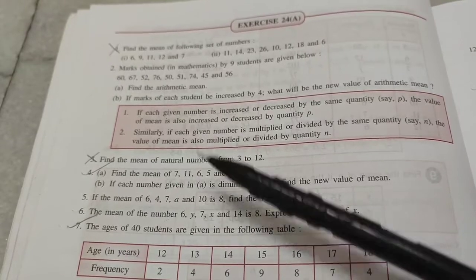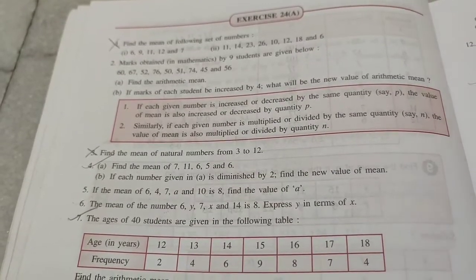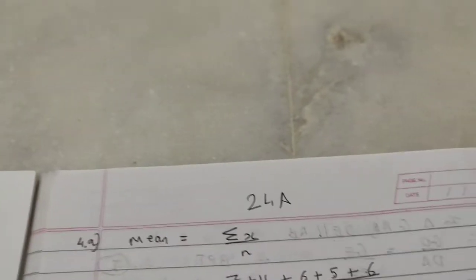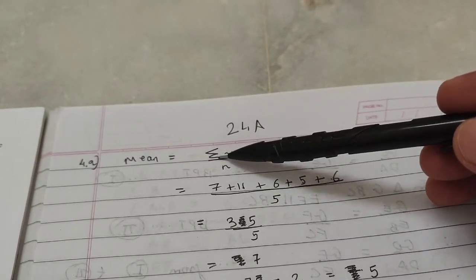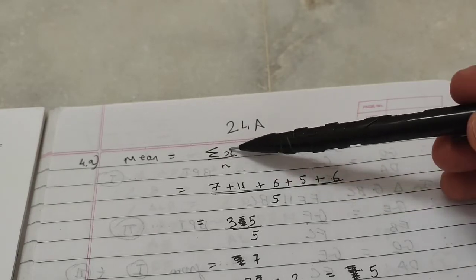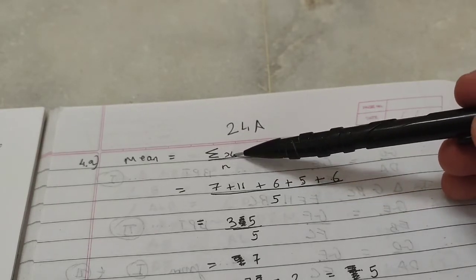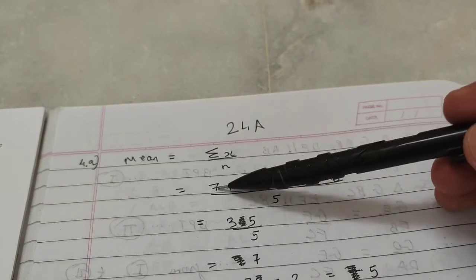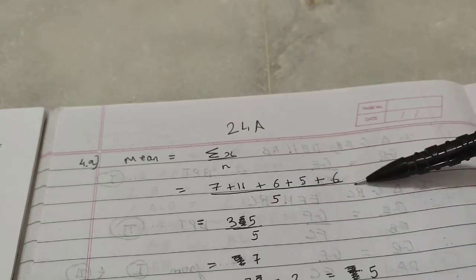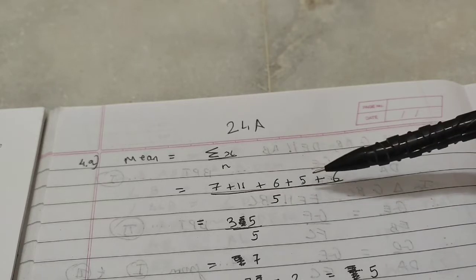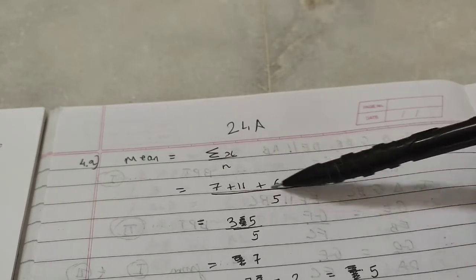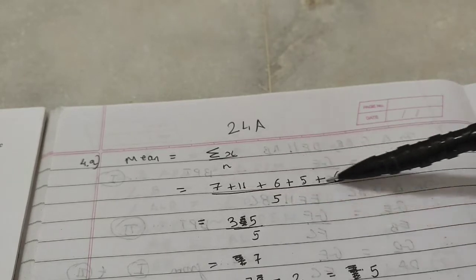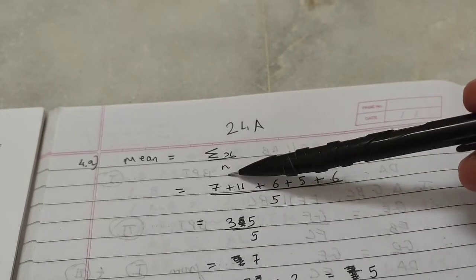Now, cancel question 1 and 3, they are very easy. Mean is equal to summation. This sign is called the sigma sign, which is an operation called summation. That is the total of all the numbers. Summation of x. X is the unknown variable. Each of these can be x: x1, x2, x3, x4, x5. So this simply means total all the values of x upon n.